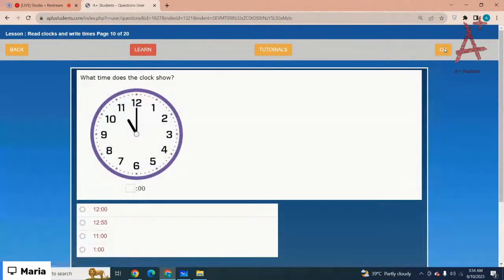What time does the clock show? Which is the correct option? The clock shows 11, right? The correct option is 11.